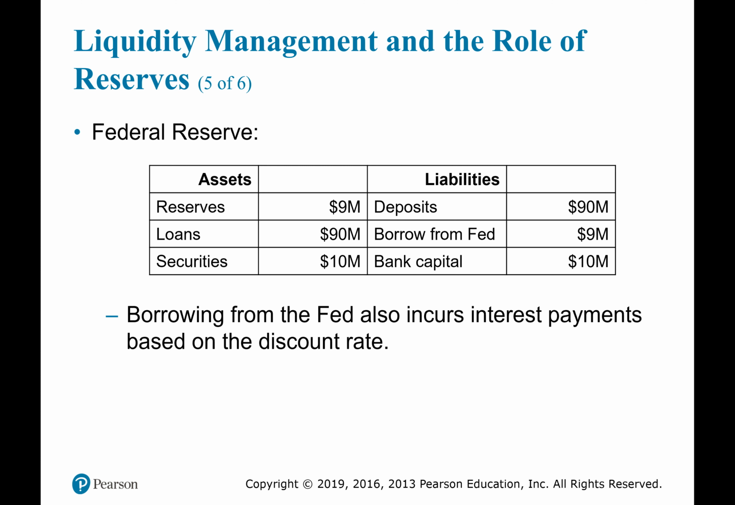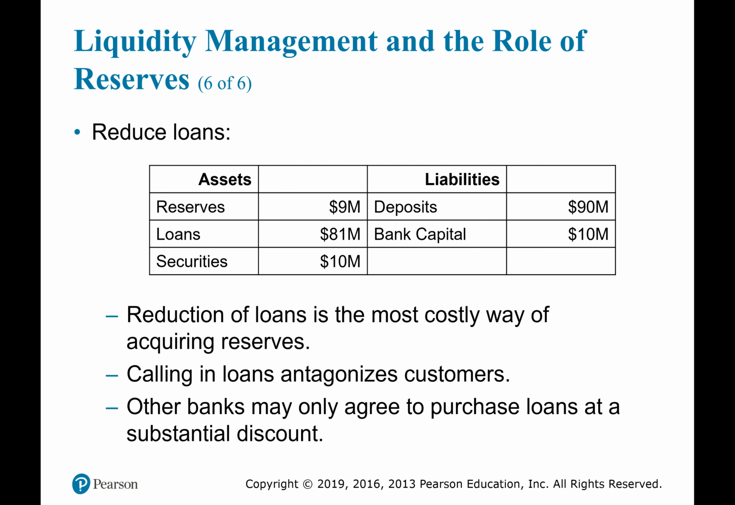Probably the most preferred way that banks get over this type of problem, as long as it's temporary, is to go to the Federal Reserve and just borrow from the Fed. That's done obviously at the discount rate, and you can see that appears on the liability side of the balance sheet, but it also now allows the bank to have 9 million in reserves. Obviously the cost here will be the interest payments based on that discount rate.